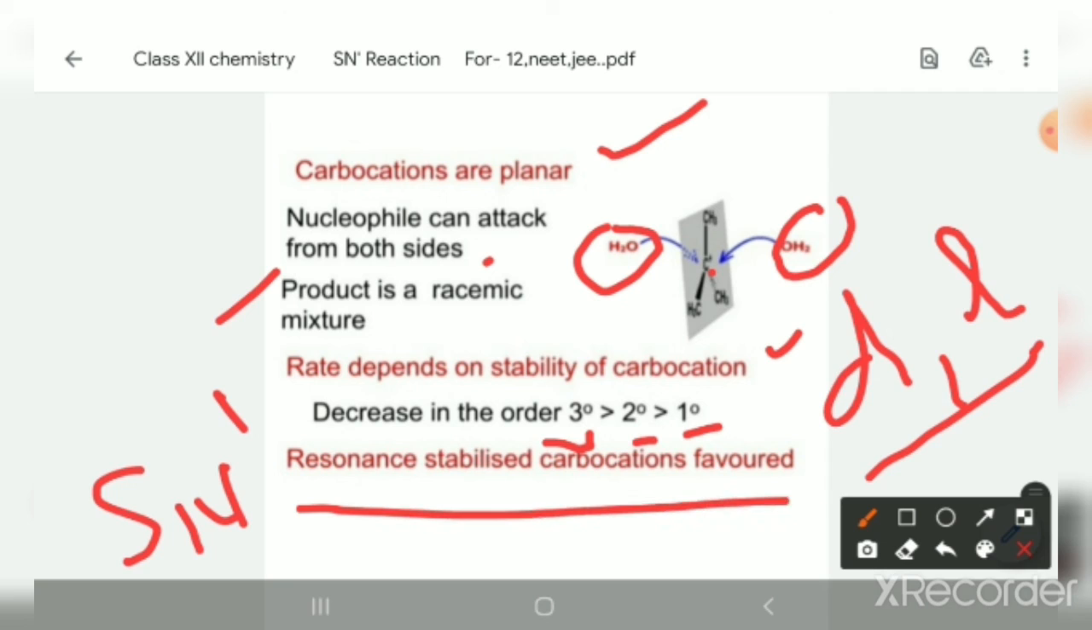And now see here, resonance stabilized carbocations favor it.